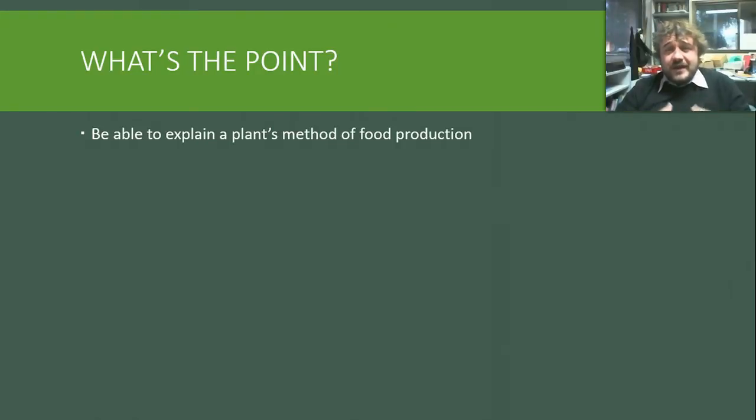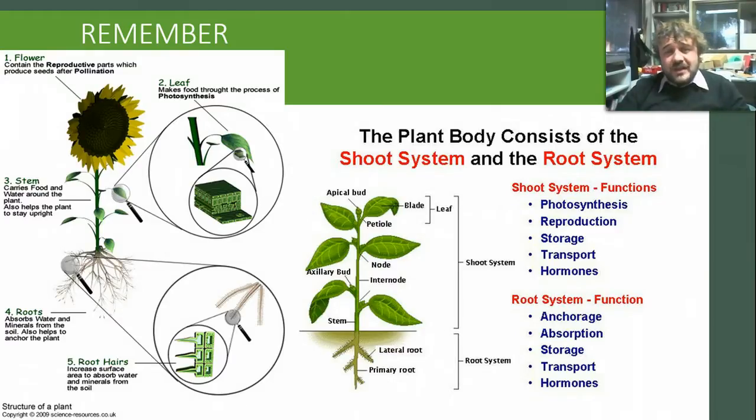Basically, you want to be able to explain a plant's method of food production. By the end of this, that's the goal. What do you need to remember? You need to remember these couple of things from our junior years about plant structure. Okay, so plants have two systems.